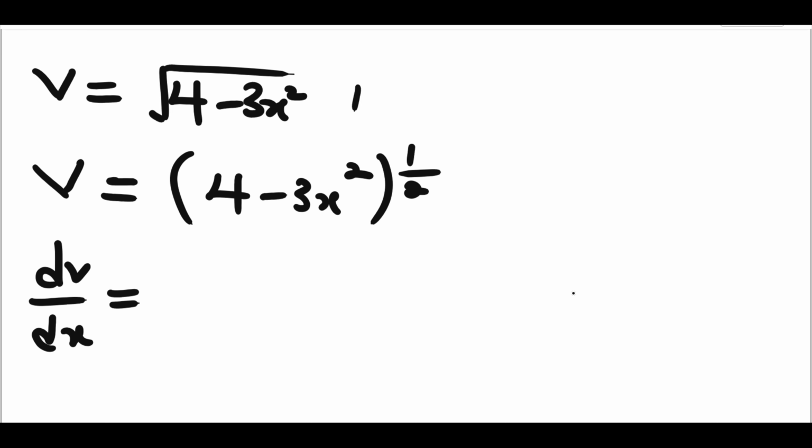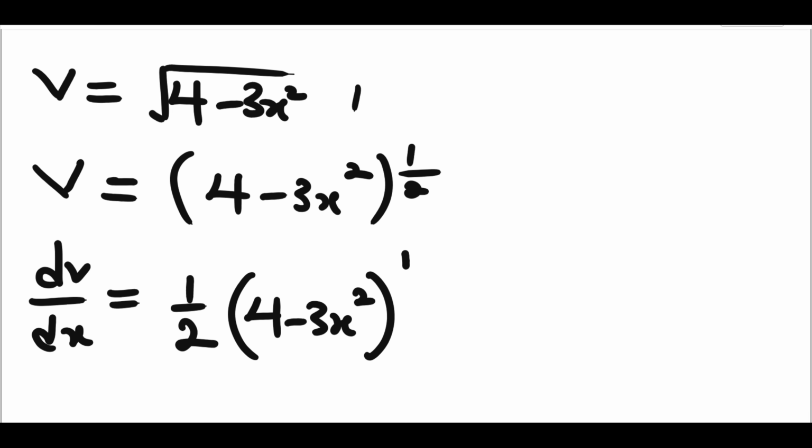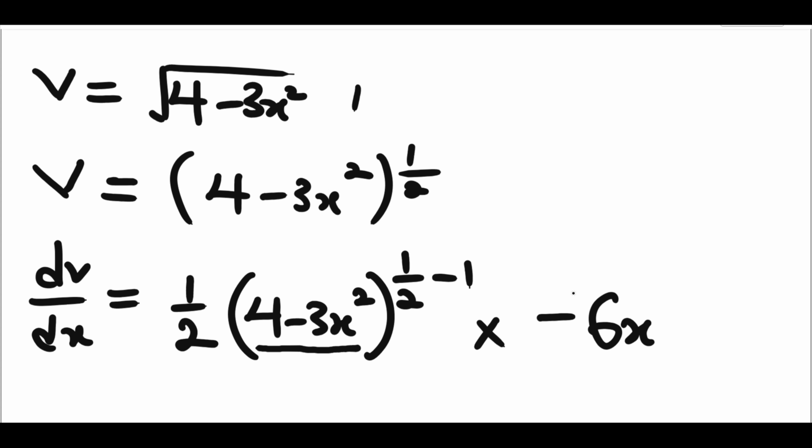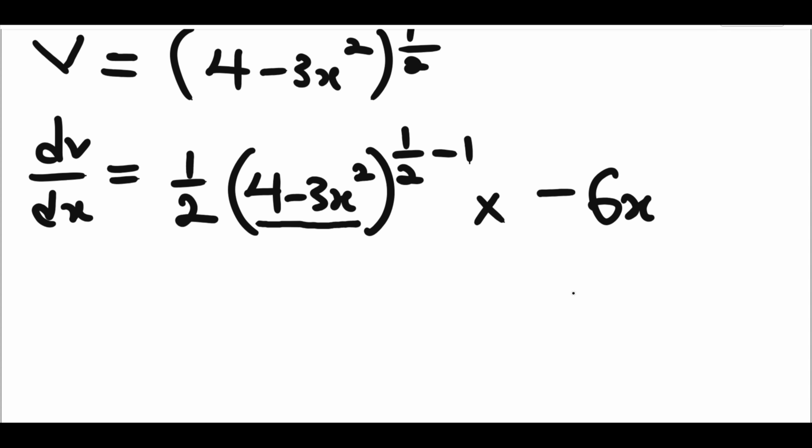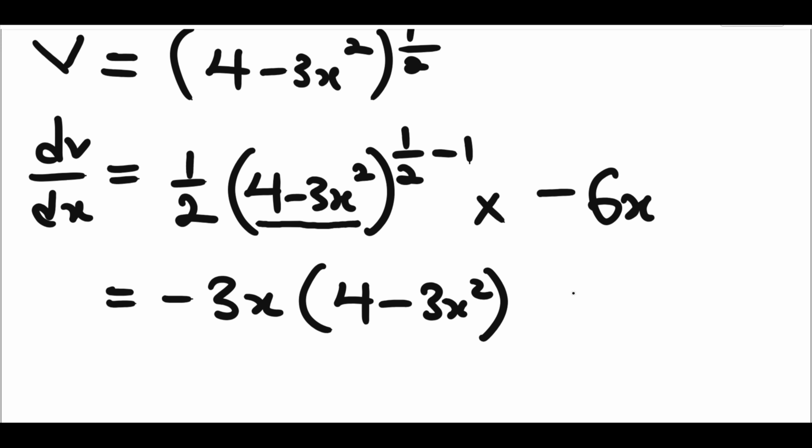But we are going to use the shortcut. You bring down the power, which is the half. Then you bring the expression again, 4 minus 3x squared, close your bracket, then you reduce the power by 1, so it's going to be exponent half minus 1. Then multiply by the derivative of the term inside the bracket. The derivative of 4 minus 3x squared will give us negative 6x. So half times negative 6x will give us negative 3x, multiplying 4 minus 3x squared in bracket with an exponent of half minus 1.